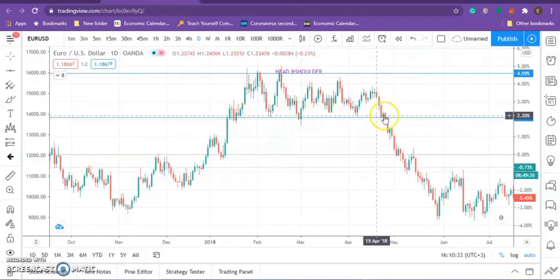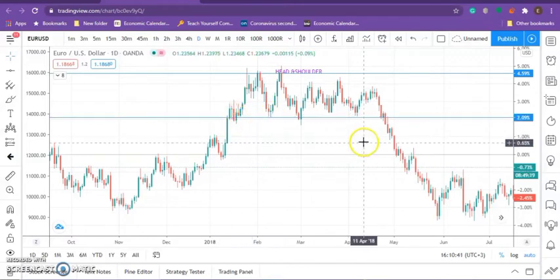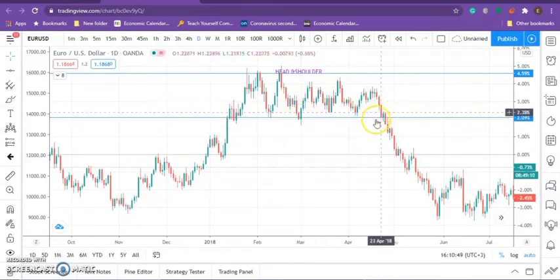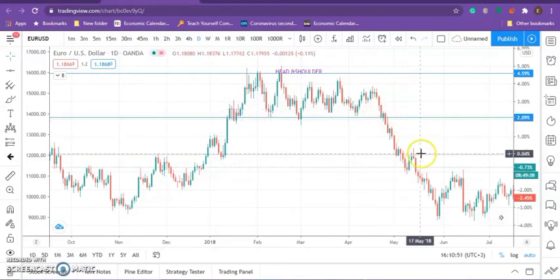So there are also breaking points here. It attempted to break here, it didn't. It attempted to break here, it didn't. It attempted to break here, it didn't. Also here. And also be very careful about false breakouts. There are true breakouts and there are false breakouts. This was a false breakout. This was a true breakout because it fell after breaking this level.